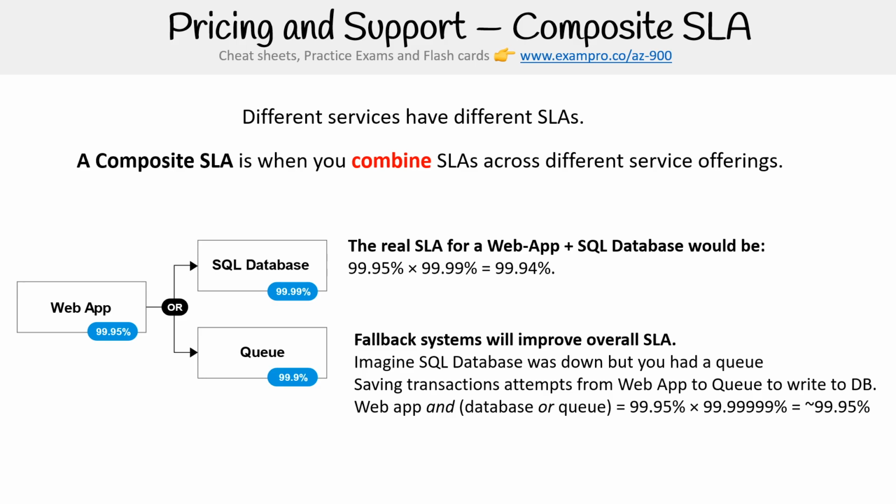And so by using the queue, which has a 99.9% uptime, based on the math down below, again, don't ask me how the math works, but the outcome would be an SLA of 99.95%. And so that's an improvement over 99.94%. So that is composite SLAs, and there you go.